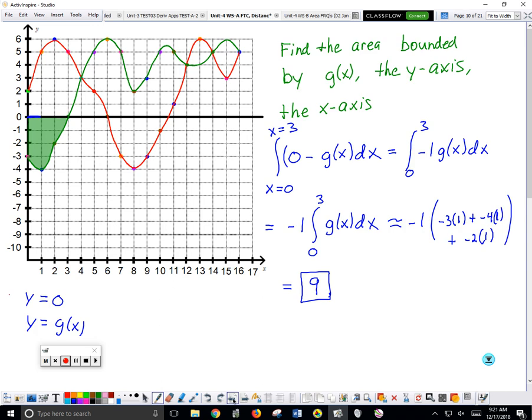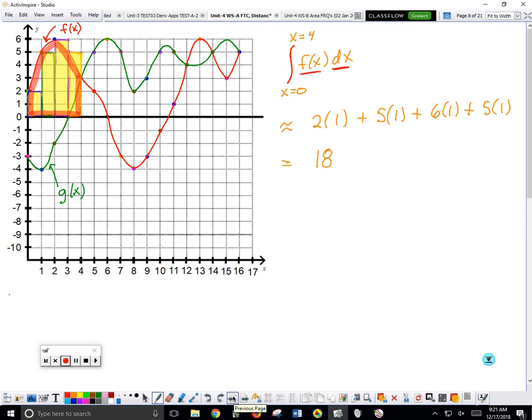So the intent of doing this right here was to help you remember the connection. That you know how to do a Riemann sum approximation of an integral, and you know that that integral is finding this area, and that this area represents change in position.